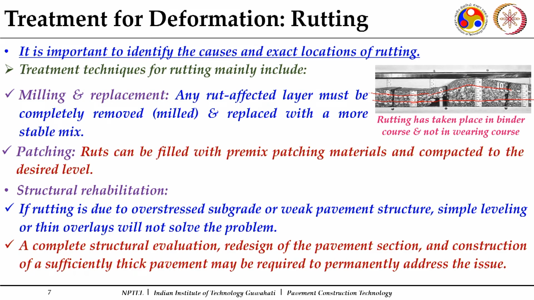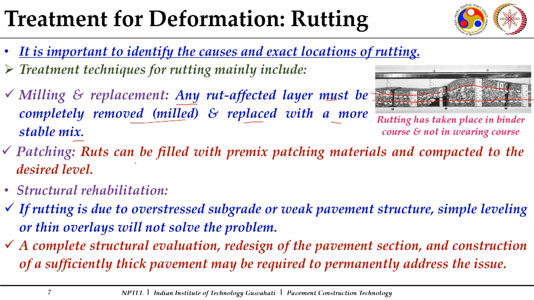That is why, by cutting trenches and taking out the course, you can work it out and see if any stripping has taken place. One important part: if you are able to figure out that this has happened in your bituminous base courses, then that needs to be removed, milled off. So, milling and replacement: any rut-affected layer must be completely removed, because it has already distressed and will not serve the purpose now. And we need to put a more stable mix over it.